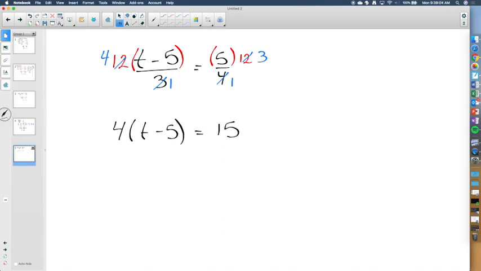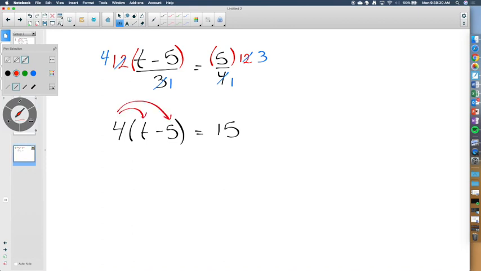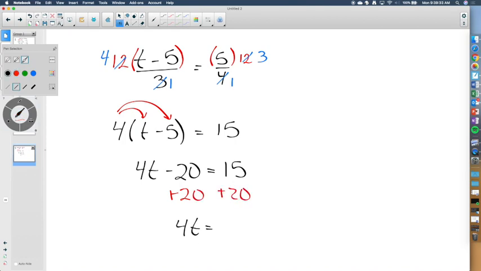Now, don't undo all of this hard work you've just done getting rid of your fractions by dividing both sides by 4, because then you're going to have fractions back again. So what I would do is use the distributive property to multiply this 4 into the brackets. Now I have 4t minus 20 is equal to 15. My opposite is to add 20 to both sides. That leaves me now with 4t is equal to 35.